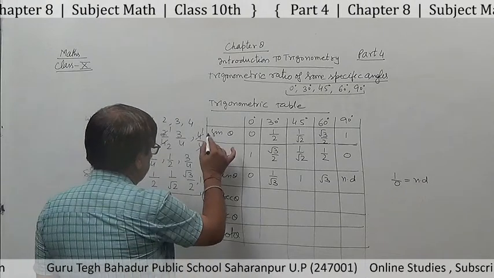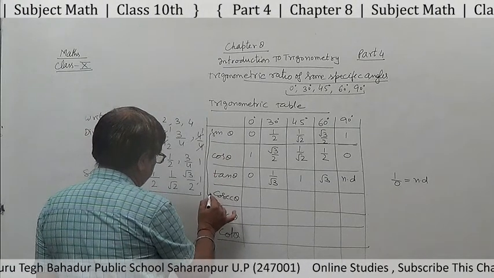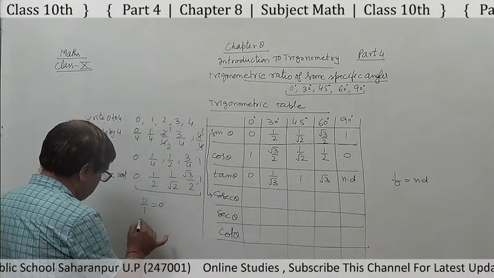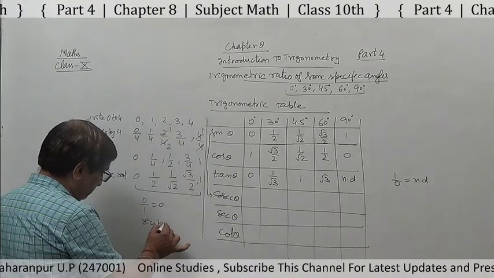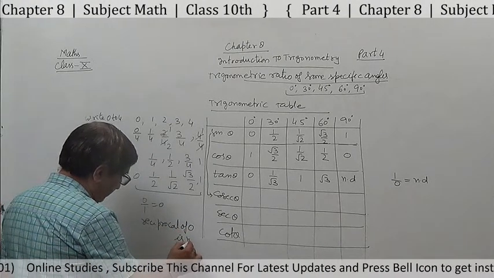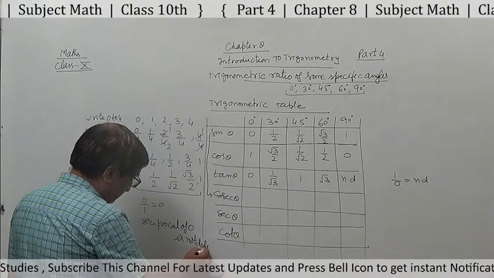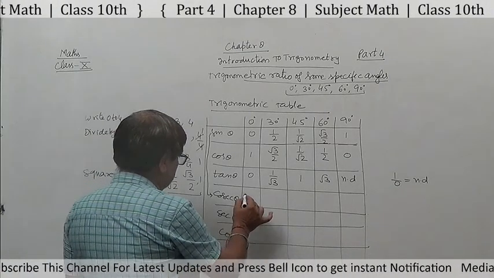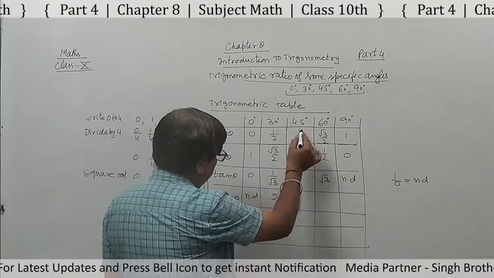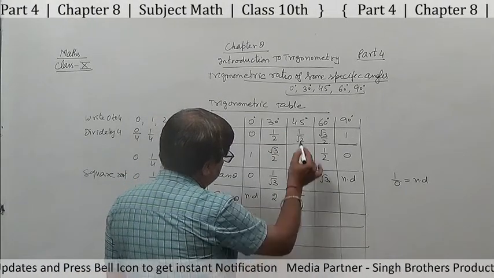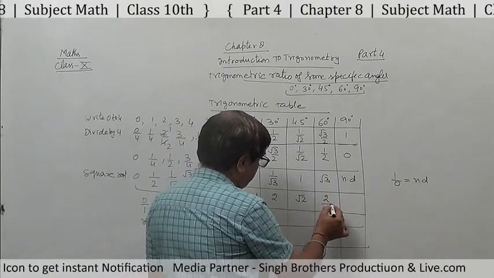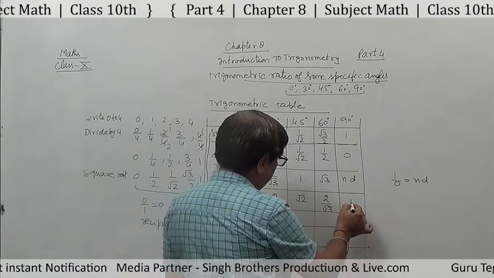Cosec. Cosec is the reciprocal of sine. Reciprocal of 0 is not defined, so it will be not defined. Reciprocal of 1 upon 2 is 2, reciprocal of 1 upon root 2 is root 2, it will be 2 upon root 3, reciprocal of 1 is 1.